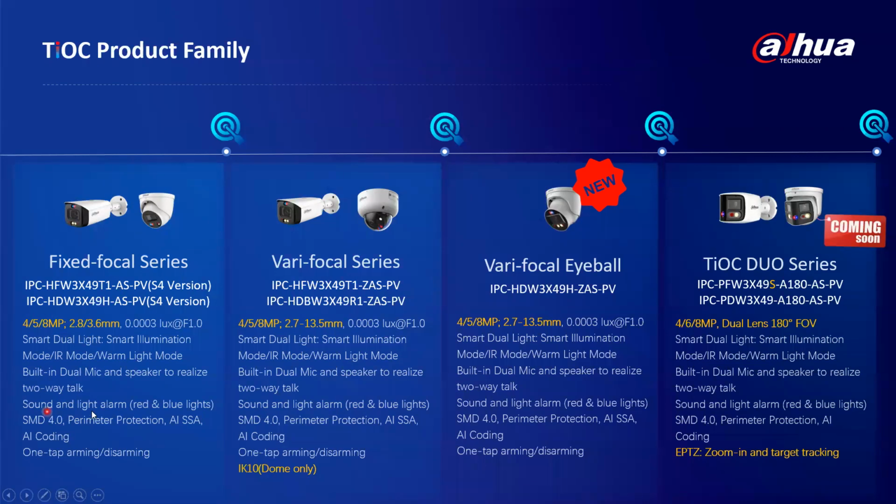We have the sound and light alarm, and that light alarm is basically going to be provided by these red and blue lights. You can see them here, red and blue lights. Again, another key function that this product has is basically smart motion detection 4.0, whereby it has a high accuracy rate of detecting human beings and the vehicles, supports perimeter protection, and again has some other AI self-scene adaptation and AI coding, just to ensure that whatever has been captured is basically going to take less storage space within the hard drives.